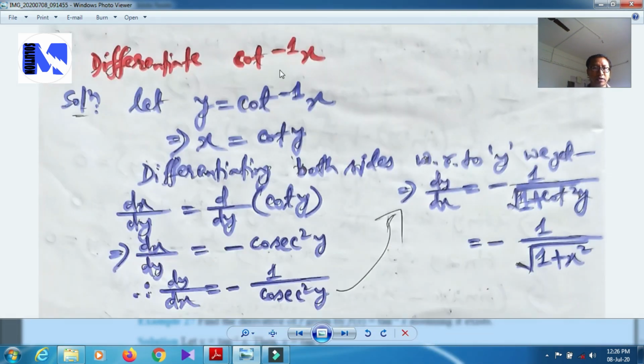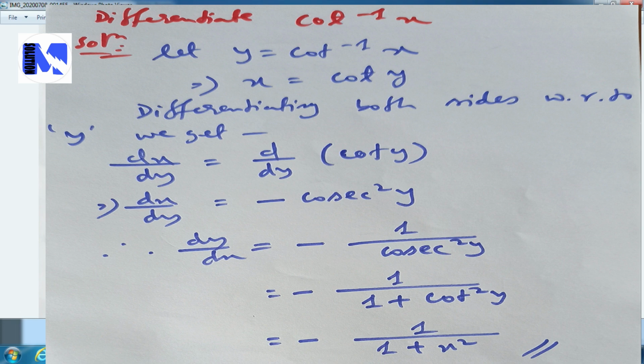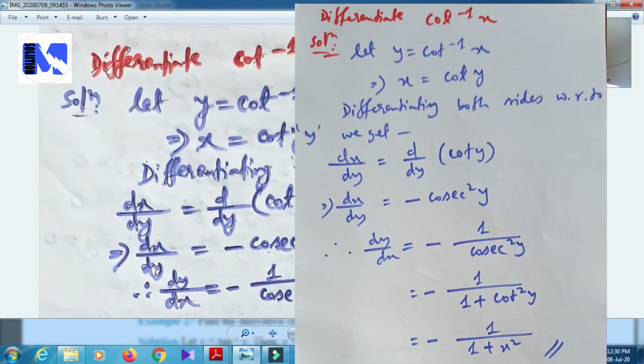Next I have to differentiate this cot inverse x. Same process, we have taken y is equal to cot inverse x. Then you can write cot y equal to x. Then differentiate both sides with respect to y. Dx by dy equal to d by dy of cot y. d by dy of cot y is minus cosec square y. Then you reverse it, you will get this. Then this cosec square y you can write as 1 plus cot square y, and then equal to minus 1 by, as this cot y means x, so it will be 1 plus x square. Okay, so in this way we can find the differentiation of cot inverse x.